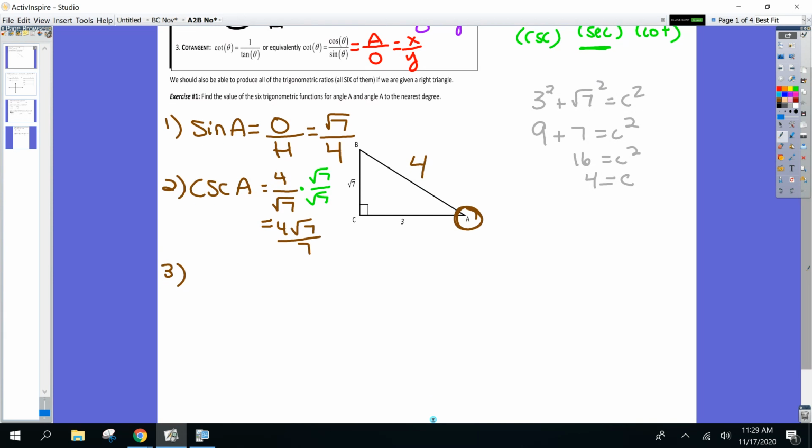What do you want to find next? You got 4 more to find. I got sine and cosecant done. What else do we want to find? Cosine. Let's do it, everyone. Cosine A. Can you find cosine A? Adjacent over hypotenuse. You guys help me out. What's adjacent to A? 3 over hypotenuse? 4. Everyone okay where we're getting those values from? Adjacent over hypotenuse. Okay, keep in the pattern right now. We just found cosine.